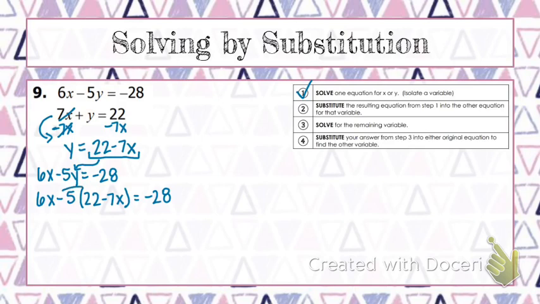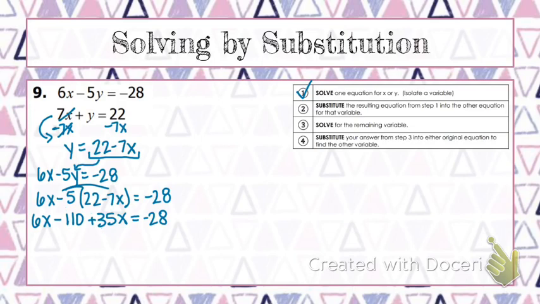So then we have x's only, and that means we can solve for a variable. So the first thing we'll do is distribute the negative 5. 6x minus 110 plus 35x equals negative 28. And in case we don't remember, the way that I got these numbers is by multiplying negative 5 by everything in the parentheses. So negative 5 times 22 is negative 110. Negative 5 times negative 7x is positive 35x.